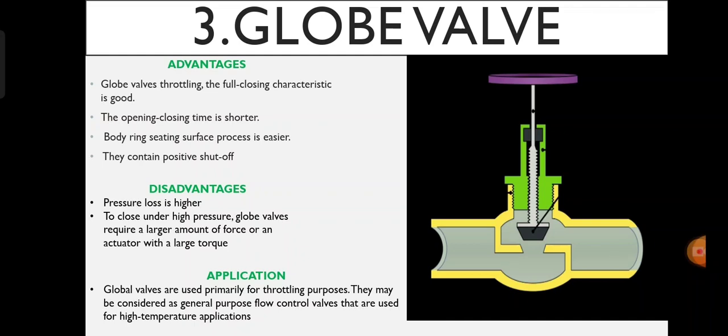Disadvantages of the globe valve are: pressure loss is higher. To close under high pressure, globe valves require a large amount of force, an actuator with a large torque. So in high pressure, it requires too much force to close the valve. The application of globe valve: they are used primarily for throttling purposes. They may be considered general purpose flow control valves that are used for high temperature applications.